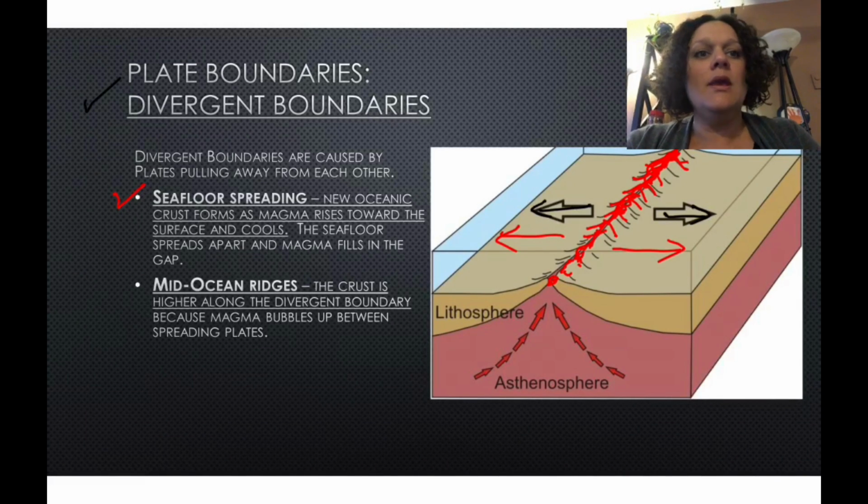Pretty simple. So, as seafloor spreading happens, we get new crust forming. So, seafloor spreading is associated with new oceanic crust.